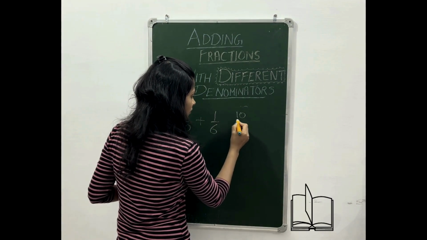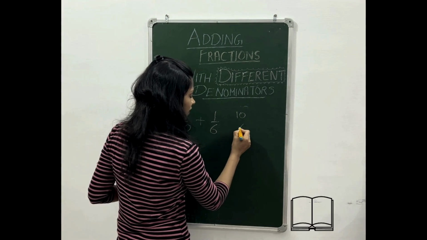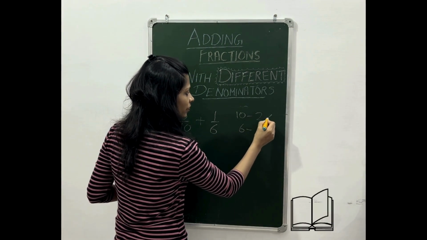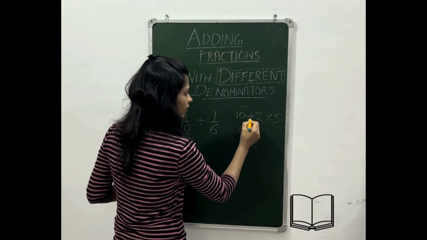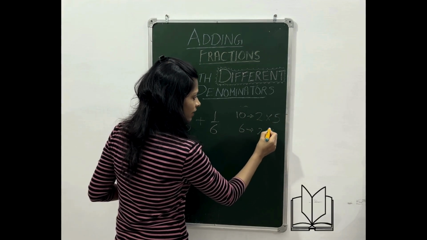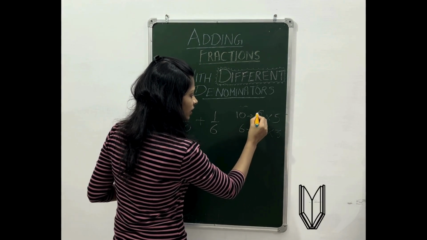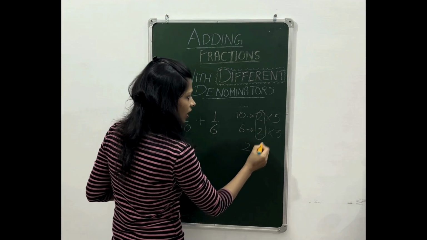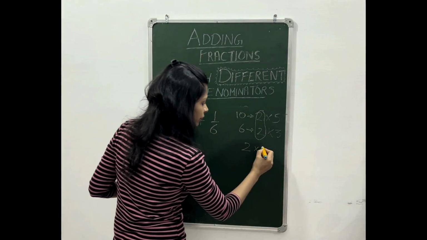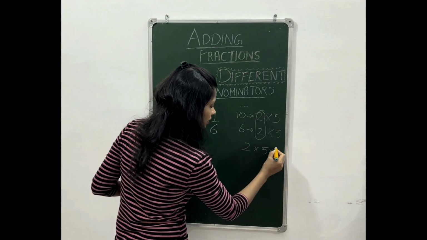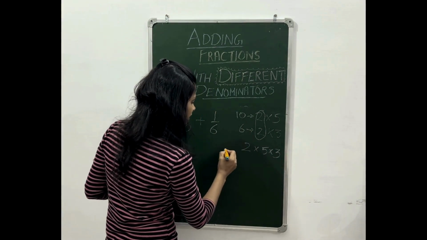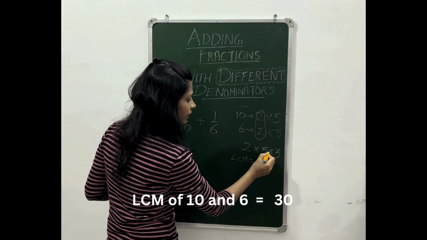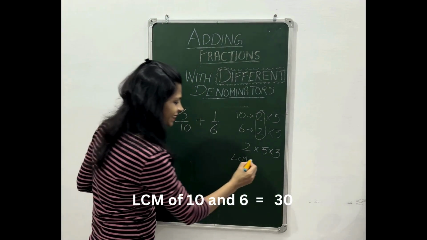I will write 10, I will write 6. Now the factors of 10 are 2 and 5. The factors of 6 are 2 and 3. I will first take out the common factors, which is 2. And now I will take the leftovers, which is 5 and 3. So the LCM of 10 and 6 would be 2 times 5 times 3, which is 30.